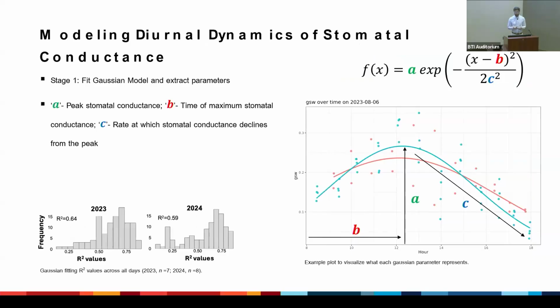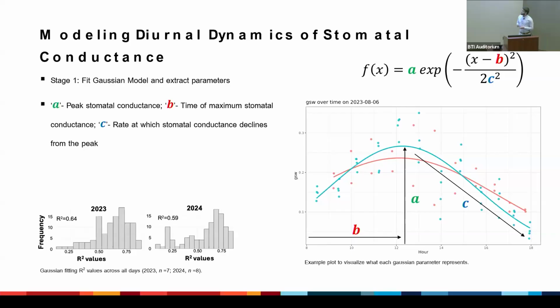A is representing the peak stomatal conductance. B is representing the time of day of the peak stomatal conductance. And C is representing the rate at which stomatal conductance declines from the peak. So we calculated this for each individual plant for each day.